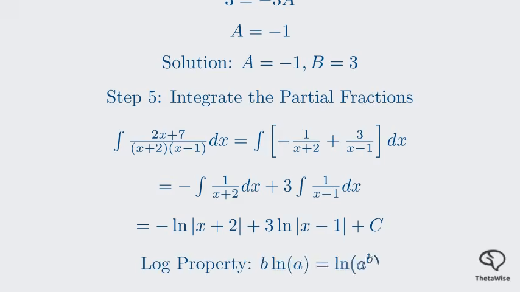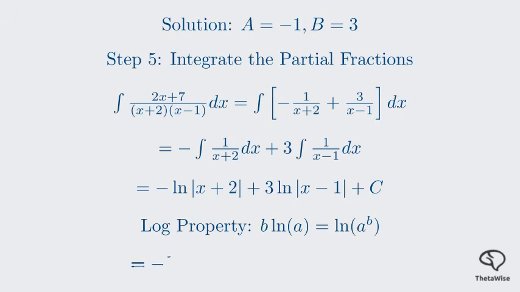Using a property of logarithms, we can move the coefficient 3 into the argument as an exponent. This gives us the natural log of the absolute value of x minus 1 cubed. So the final answer is negative the natural log of the absolute value of x plus 2 plus the natural log of the absolute value of x minus 1 cubed plus c. Let's compare this to the memo. The memo's answer is negative ln of the absolute value of x plus 2 plus 3 ln of the absolute value of x minus 1 plus c, which is exactly the same as our penultimate step.